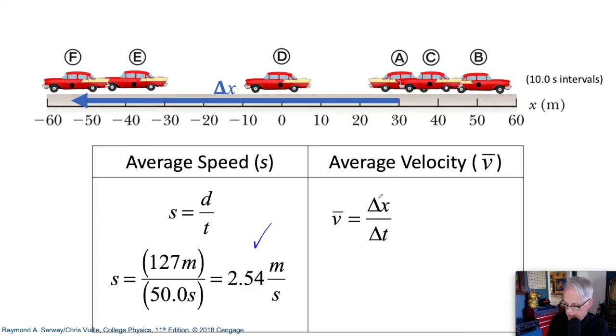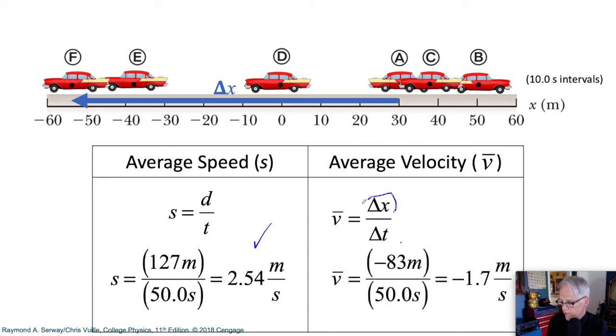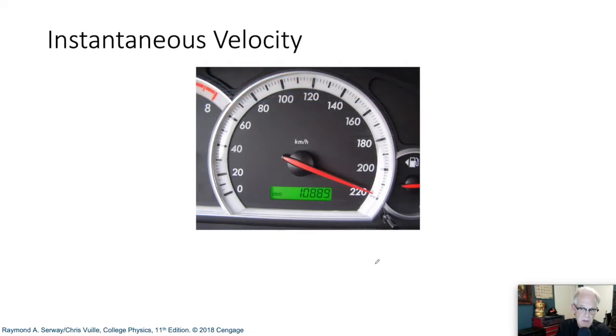Our average velocity is the displacement divided by the time. Putting our displacement in, remember it was a negative 83 meters, and then our time, which is the same, 50 seconds. Notice that we get a negative 1.7 meters over seconds. Our average velocity is in the negative direction, even though we were going in the positive for a short amount of time here.